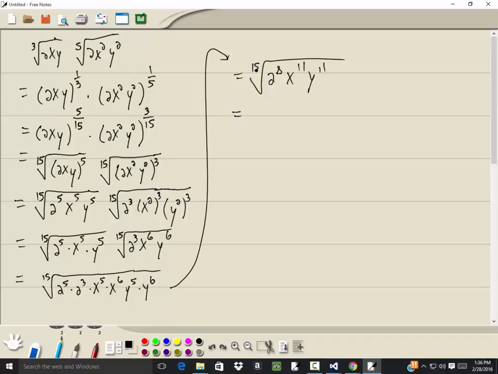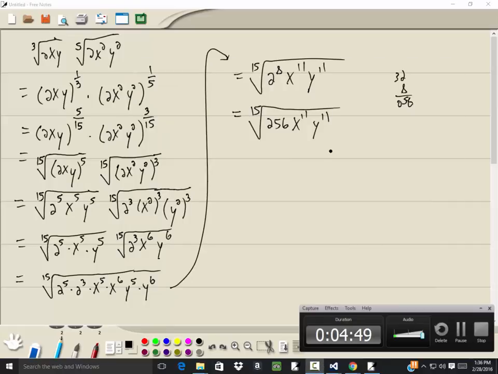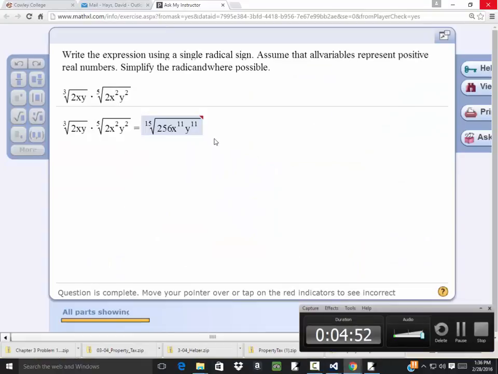Now your hope is, since our index is 15, that we'd have 15 of one of these items, so we could then break it down further and simplify it. But we can't. So I'll go ahead and multiply it through. 2 to the 5th is 32 times 2 to the 3rd is 8. That gives us 256. X to the 11th, y to the 11th. Now where you went wrong is you put the x to the 11th and y to the 11th outside the radical, and they should be underneath the radical.